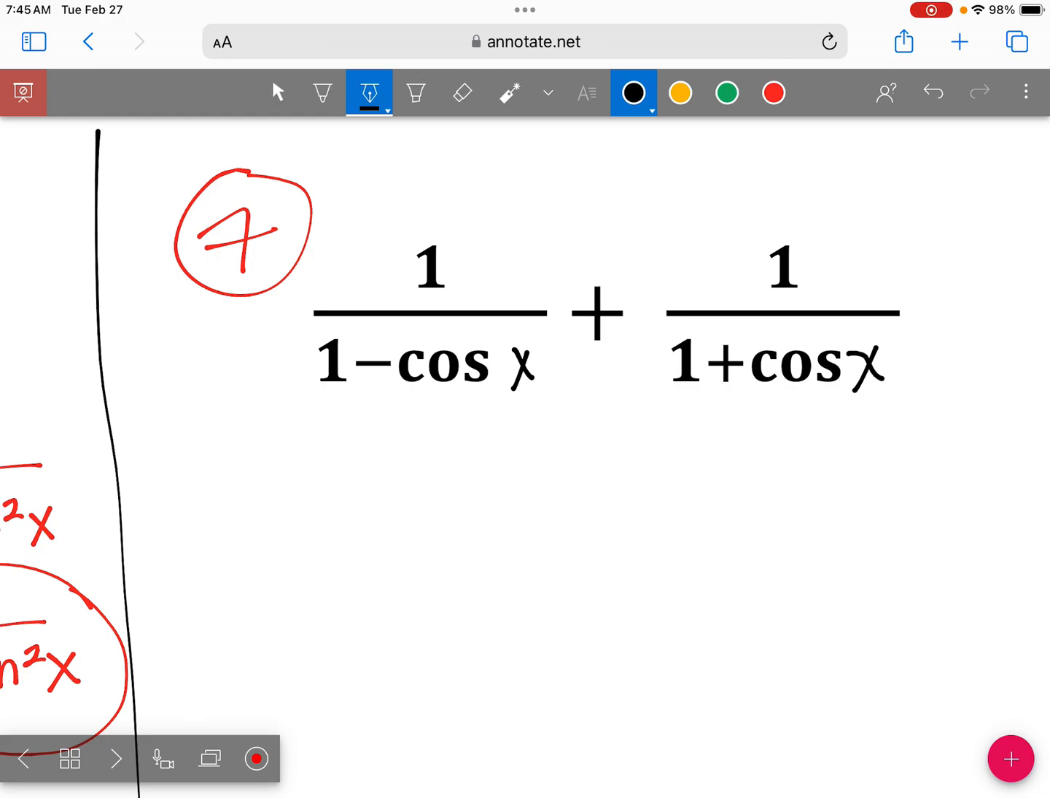All right, so we're adding two fractions. Ooh, that is an ugly 7. Hold on, let me fix that. That's better.